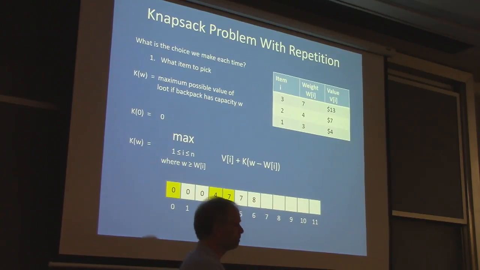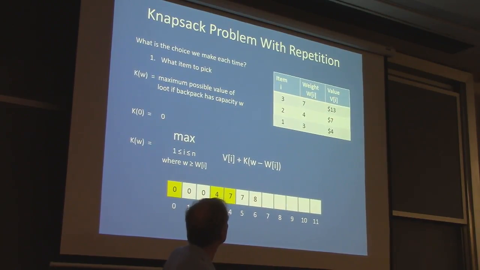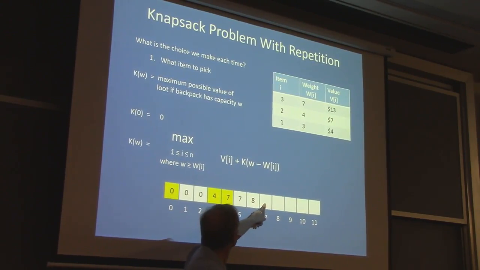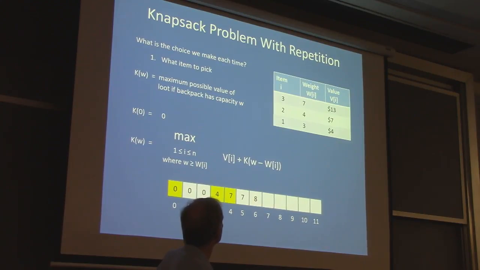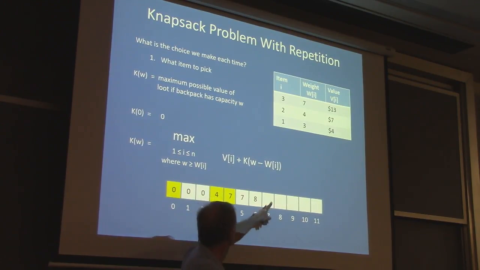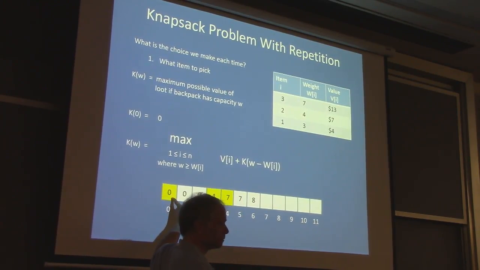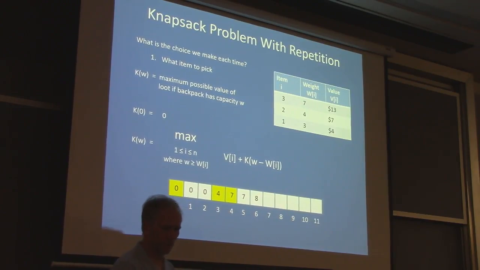If we took item 2, we would have a value of 7, plus the best we could do with a knapsack of size 3, which would be 4, so we'd have 11 total for that as well. And then if we took item 3, we would have a value of 13, plus the best we could do with knapsack size 0, which would be 0. So we would want the 13.